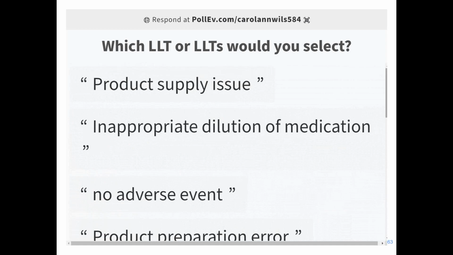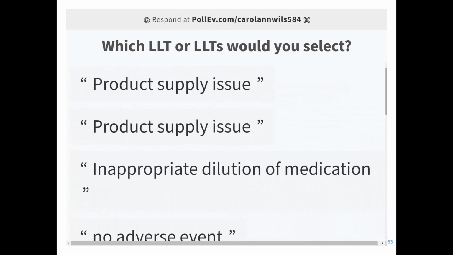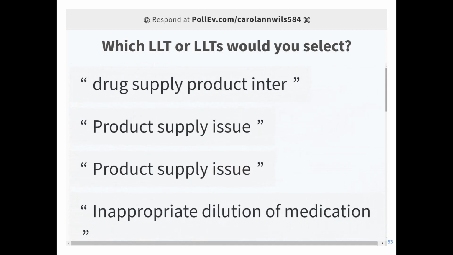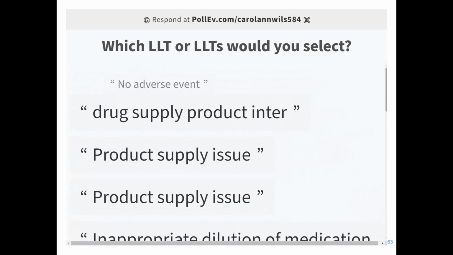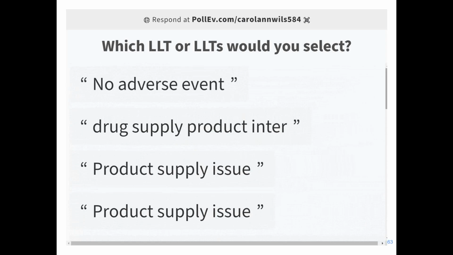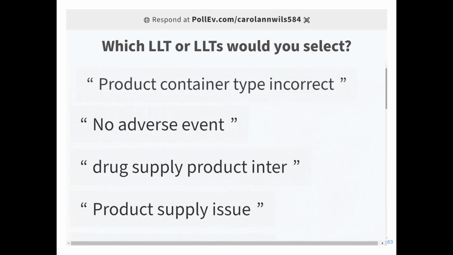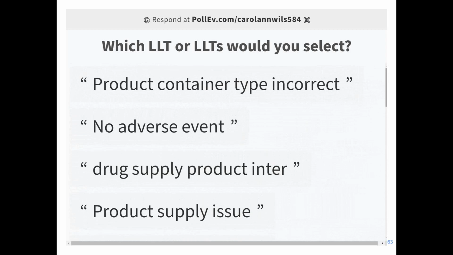Inappropriate dilution, product supply issue. Well done. Yeah, it's just an anomaly that was reported. So product supply issue would capture the fact that something was wrong with the supply, but we don't know any details. So that would be a good approximation to the vague information that we received in terms of this product supply anomaly.